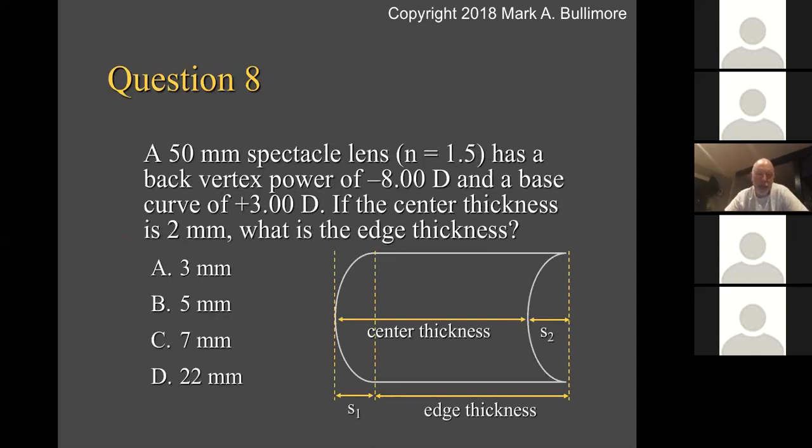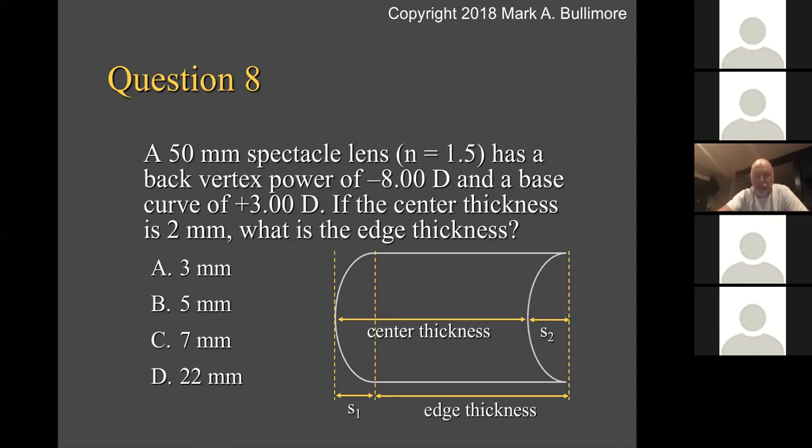So we've got a spectacle lens. It's got a back vertex power of -8 and a base curve of +3. It's a relatively thin lens, and we've been asked to calculate the edge thickness, okay? So you might have seen a diagram like this one, where you know that the center thickness plus the sag of the back surface is equal to the sag of the front surface plus the edge thickness, and that applies to both a plus or a minus lens.